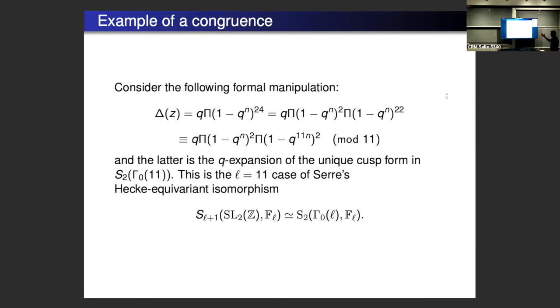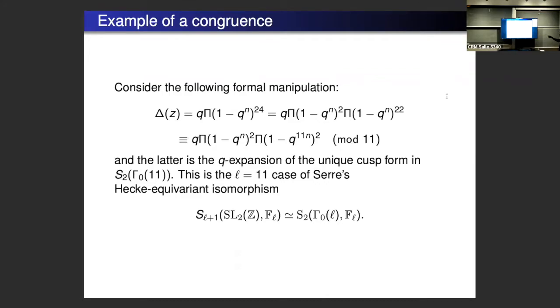Right, and this also turned out to be a special case of some general phenomenon. Serre later proved that there's a Hecke equivariant isomorphism between the, and all these kind of things play a role in Serre's conjecture, in trying to define weights and all that. So this formal manipulation, which one can do by Fermat's little theorem, can be systematized, and actually one can say that for all L, there's an isomorphism between the space of modular forms of weight L plus 1 for a prime L.